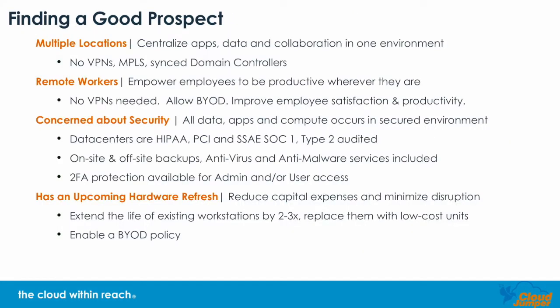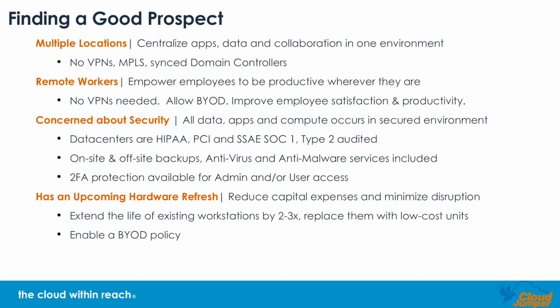The same four things that go into finding a good prospect are also a good way to talk about the value you deliver to those end users and a reason why they would be interested in a cloud desktop solution. The first being multiple locations. If you've got a client that has multiple locations, they're likely dealing with VPNs or MPLS and syncing domains and all sorts of complexity that goes around managing and connecting multiple groups of users from different locations. When you put their environment in a cloud environment, all their apps, data, and collaboration happens in one place. They no longer need to worry about VPNs. There is no longer a remote satellite office. Everyone is working in the same environment.